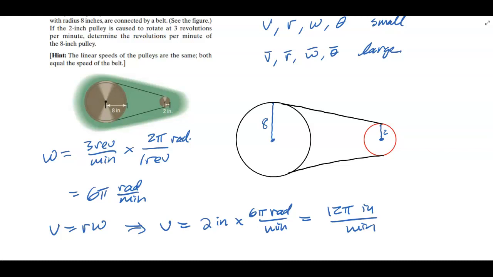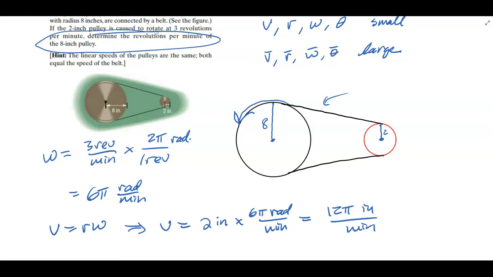Now, the large one, the linear velocity is the same. So the cable moves around the large one at the same speed as the small one. It's just that the angular speed is different, and that's what we're trying to find. Determine the revolutions per minute of the 8-inch pulley. The revolutions per minute is the angular speed, basically. All right, you convert it to that.